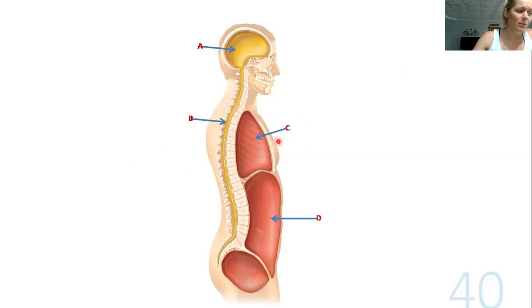C is thoracic, as we already mentioned, and D is abdominal. Underneath D here, you can see the pelvic cavity. If I combine both D and C, the things in red here are known as ventral body cavities. Ventral means towards the belly or towards the front. Dorsal means towards the back.